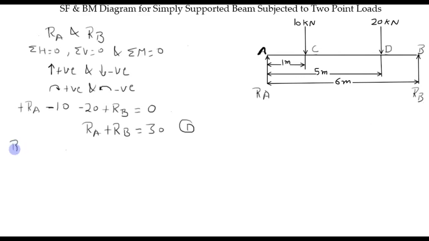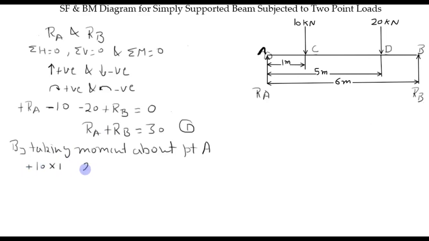So by taking moment about point A, so we have to consider A as center and find out the moment due to all forces. So first force is 10 kN. 10 kN is at a distance of 1 meter, and this tends to rotate the beam in clockwise direction. So this moment should be positive.